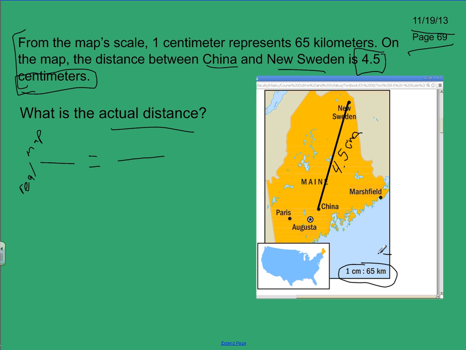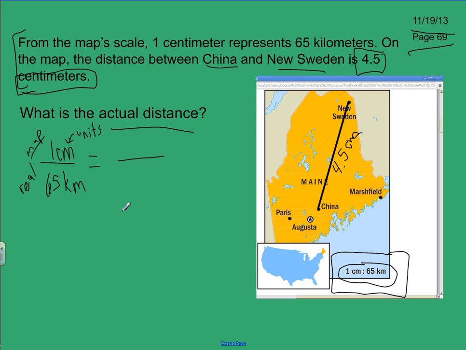We have right here given to us the first ratio that we need, the first fraction we need. 1 centimeter is to 65 kilometers. Well, the map measurement here, the one that should go on top, is my 1 centimeter. You need to be putting these kind of labels in, the units, when you're solving real world problems, when you're solving proportions. It makes your life so much easier. And then down at the bottom, we'll have 65 kilometers.